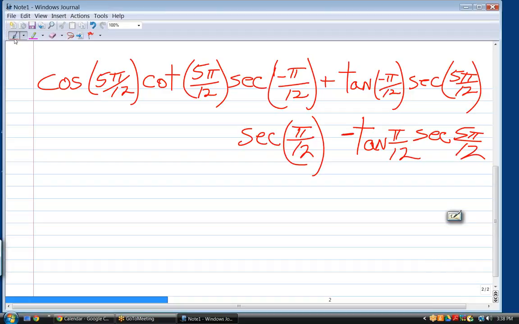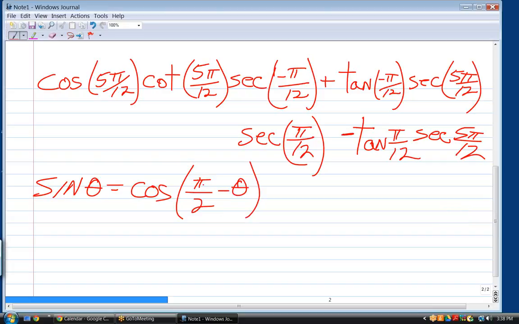Now, remember the cofunctions. So I could have said sine of theta is equal to cosine, instead of 90 degrees minus theta, pi over 2 minus theta, because pi over 2 is 90 degrees. So with these cofunction relationships, you can always do this.